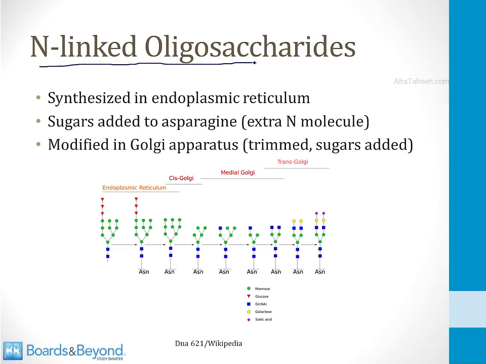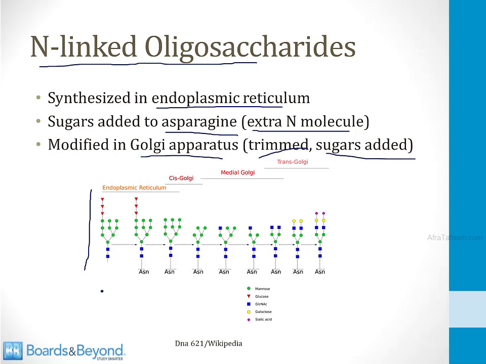These are short polymers of sugar molecules that are synthesized and attached to proteins in the endoplasmic reticulum. As we described, they are usually added to asparagine because it has an extra N molecule. The oligosaccharides are then modified in the Golgi where they are trimmed or other sugars are added. This picture on the screen depicts how an oligosaccharide that is N-linked can be modified as it moves through the Golgi apparatus. So it's synthesized as shown on the left side of the image.